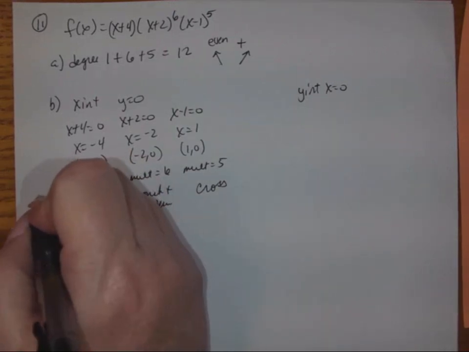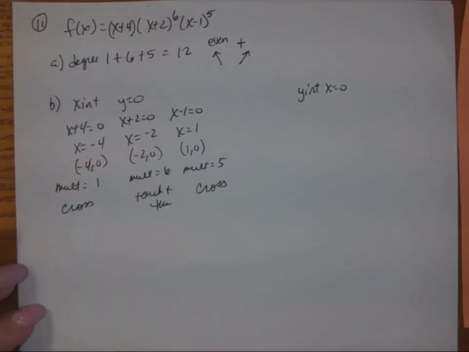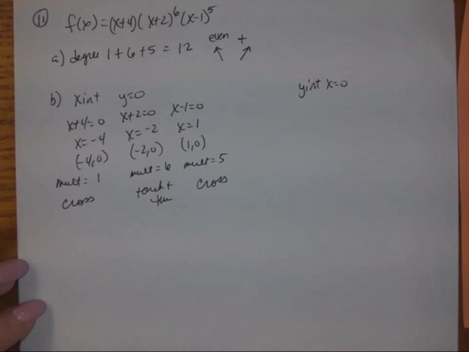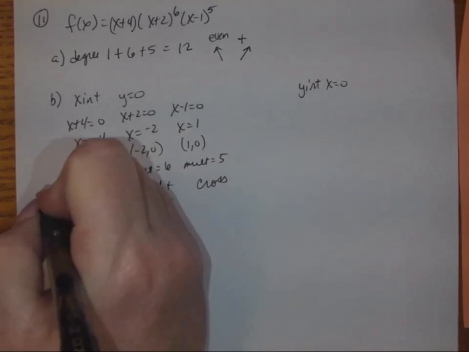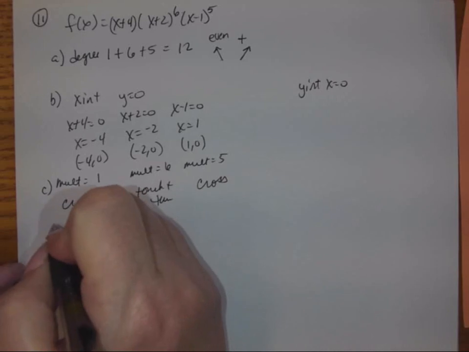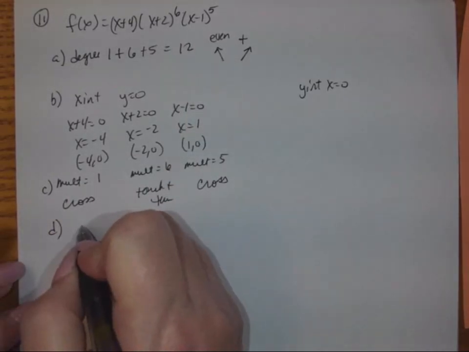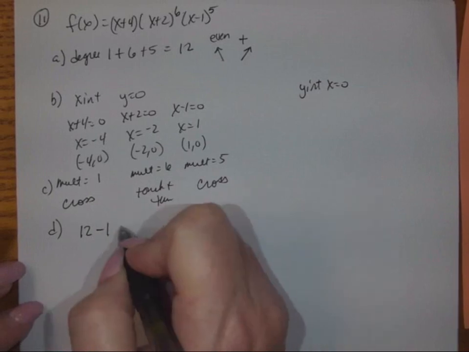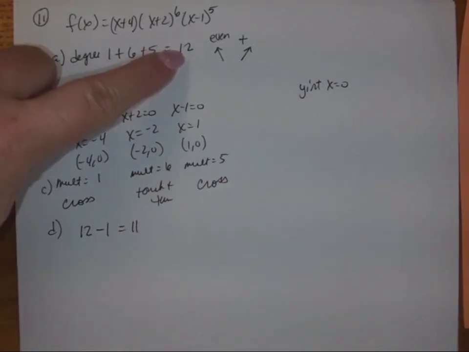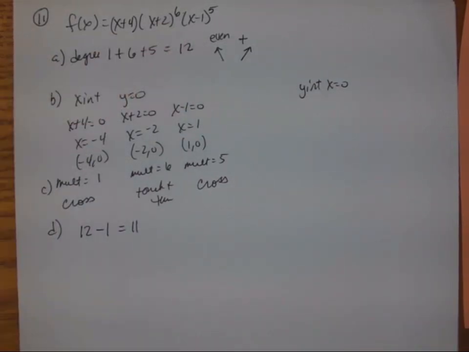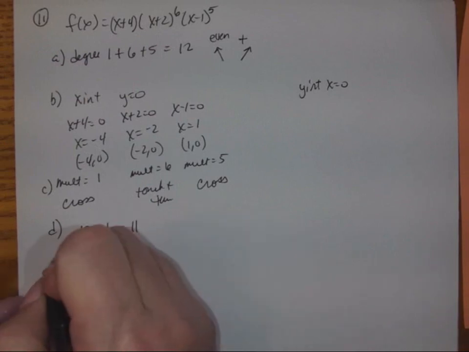All right, so that was part C. Now part D, the number of turning points. For the max number of turning points, you're going to take your degree minus 1. So the degree was 12, minus 1, that will be 11. That's your max number of turning points.